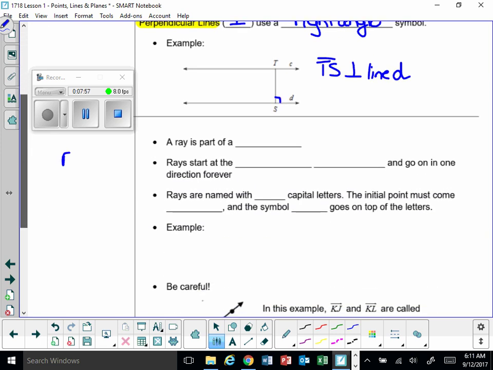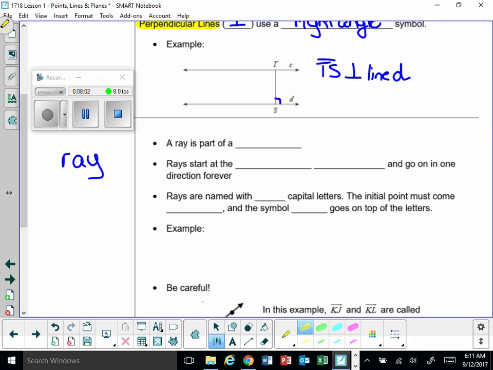Our next vocabulary word is ray. A ray is part of a line. Rays start at an initial point, and then they go on forever in one direction. So let's go ahead and draw a ray. I'm going to call this ray, here we go. In this case, B is my initial point.